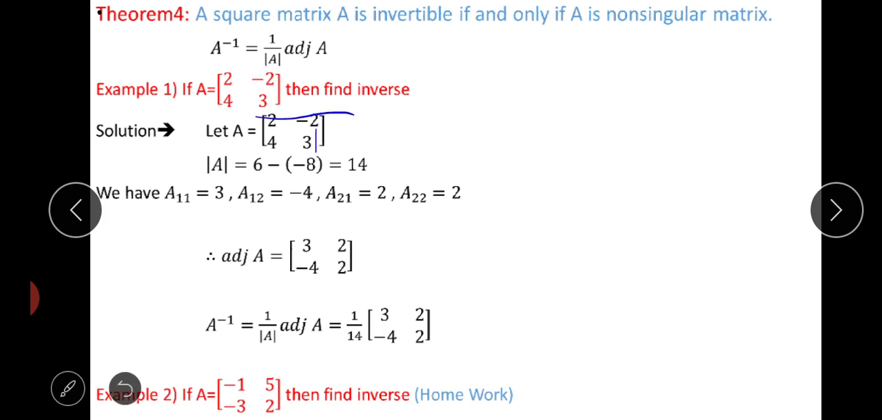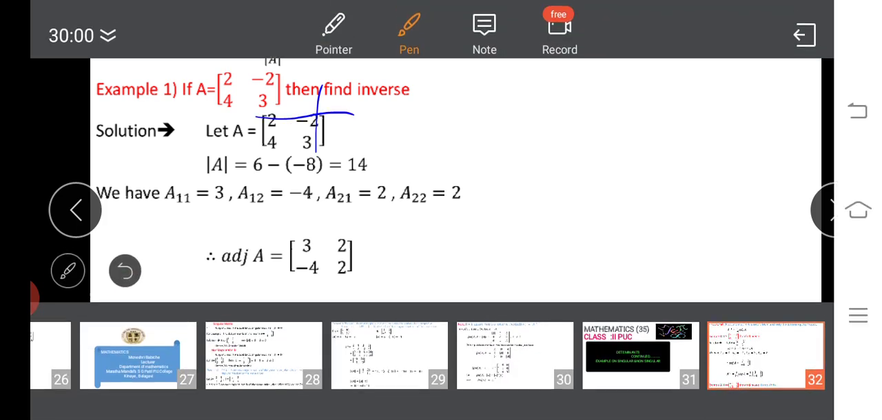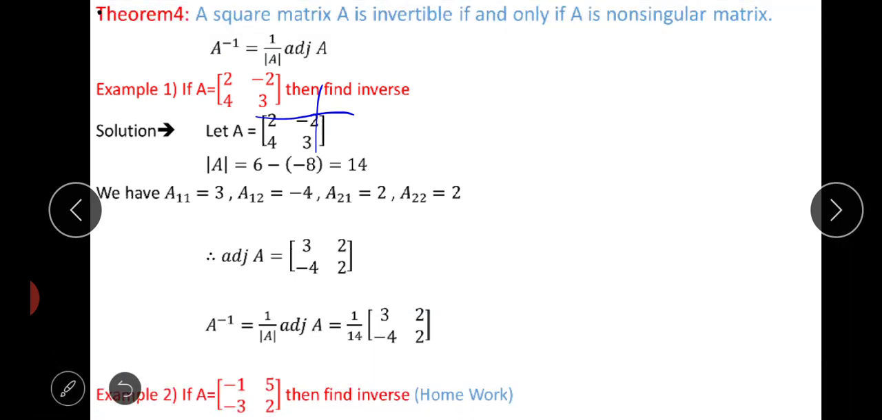Delete first row, second column. This is the minor of A12. Then cofactor of A12 is minus 1 to the power 2 plus 1, which is 3. Minus 1 to the power 3 is minus 1, into 4, we will get minus 4.